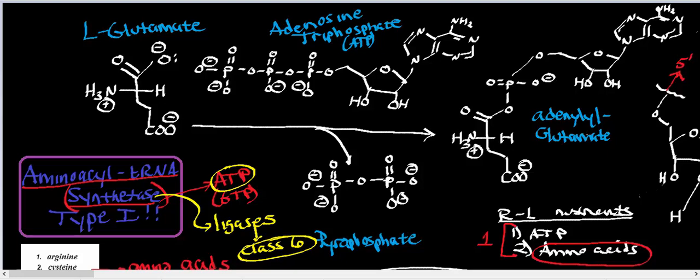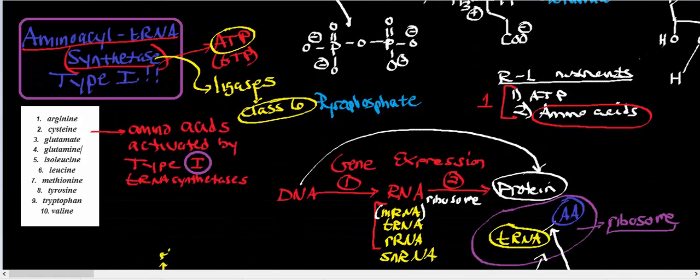So here we have a list of amino acids that are activated by the type 1 tRNA synthetases. This is, of course, an exhaustive list of them. I'll read them off to you: arginine, cysteine, glutamate, glutamine, isoleucine, leucine, methionine, tyrosine, tryptophan, and valine. Out of these, I'm going to use glutamate as an example, just like I used alanine in the previous video for the type 2 tRNA synthetases.